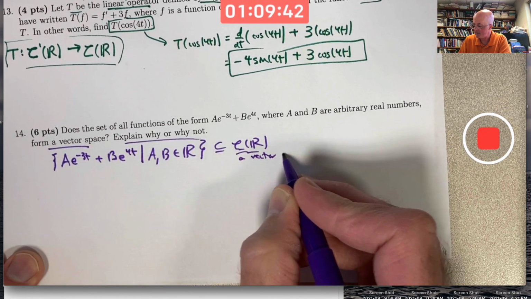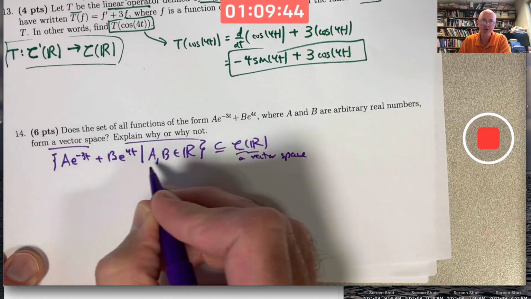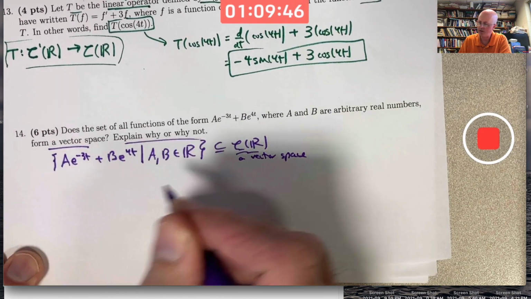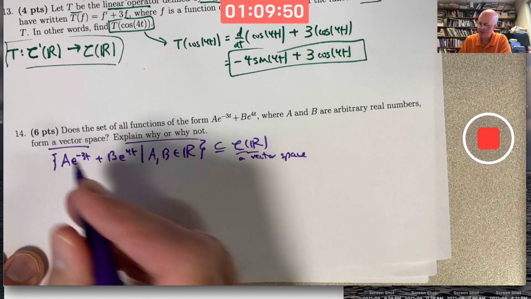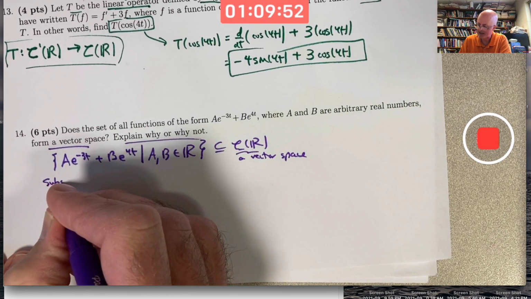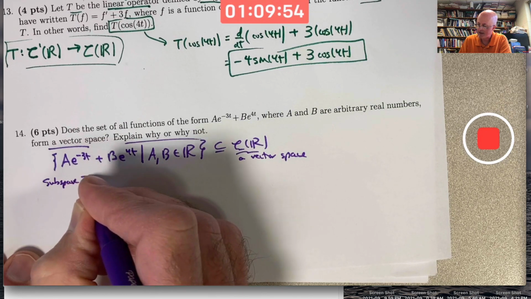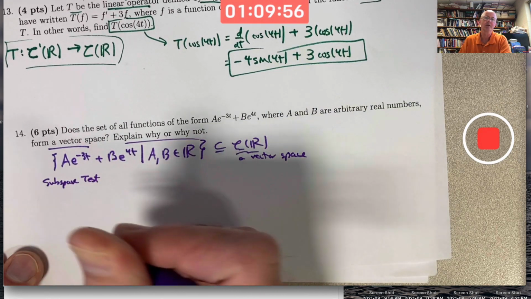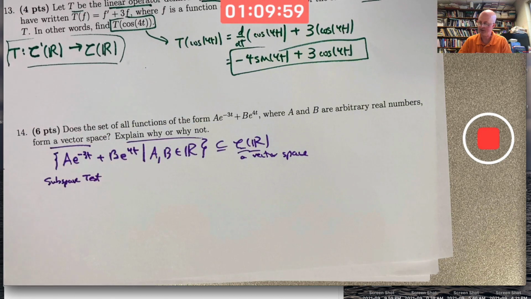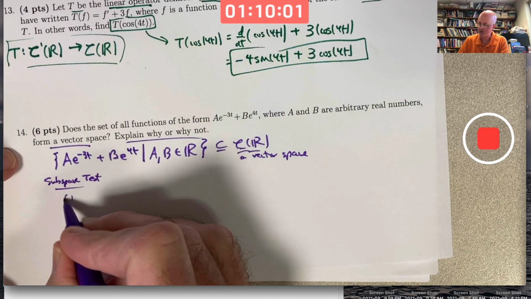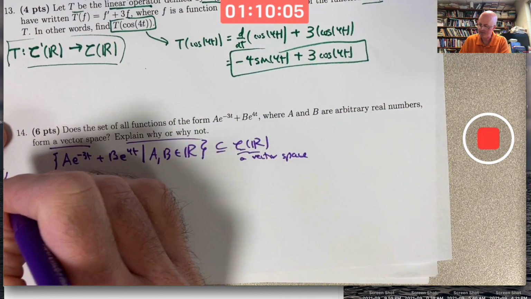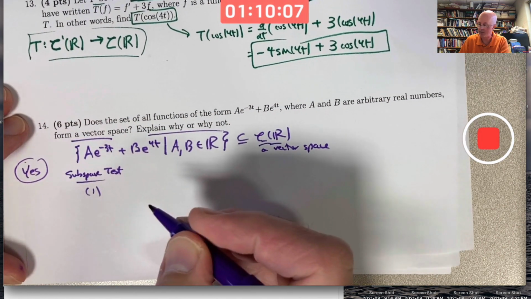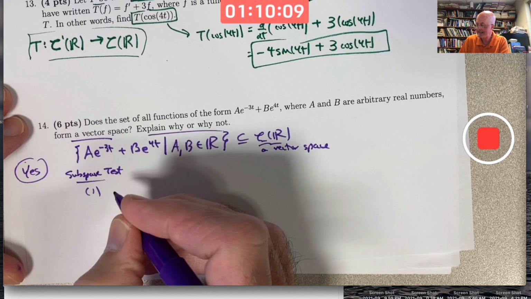Does that mean we're done? Does that mean this is a vector space? No, we need to show it's more than just a subset. We need to verify the vector space properties. There's something called the Subspace Test, though, that allows you to just verify 3 properties. First, and by the way, the answer is going to be yes here, although you may not know that ahead of time, although in my lectures I do say that.